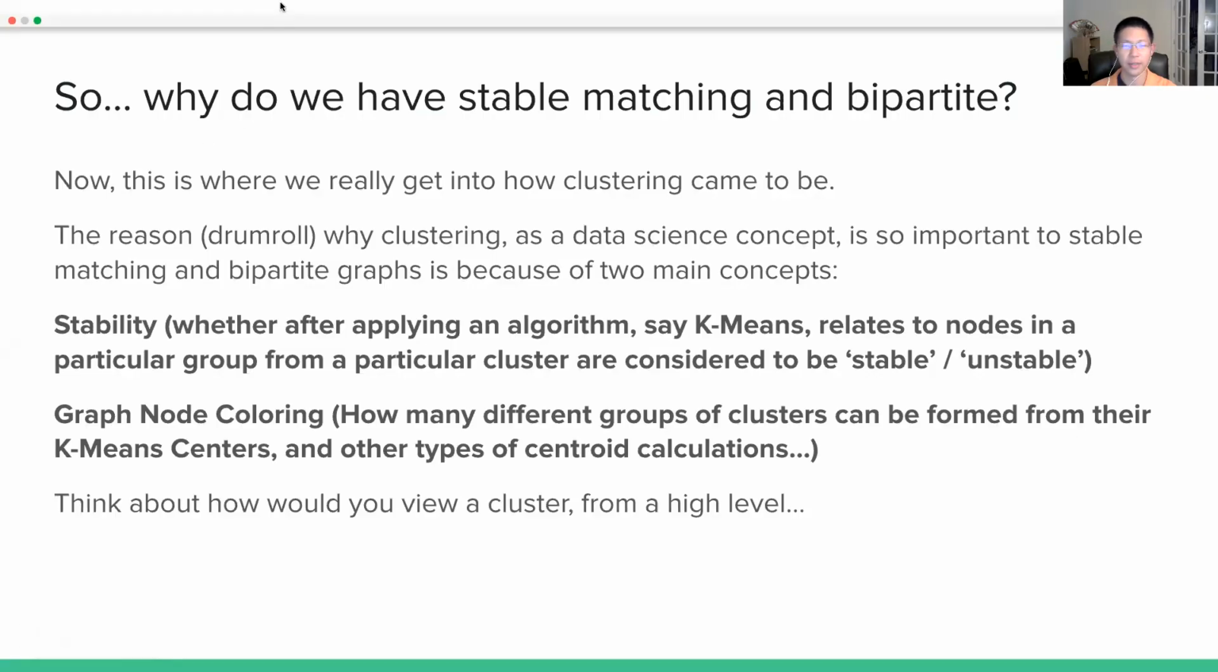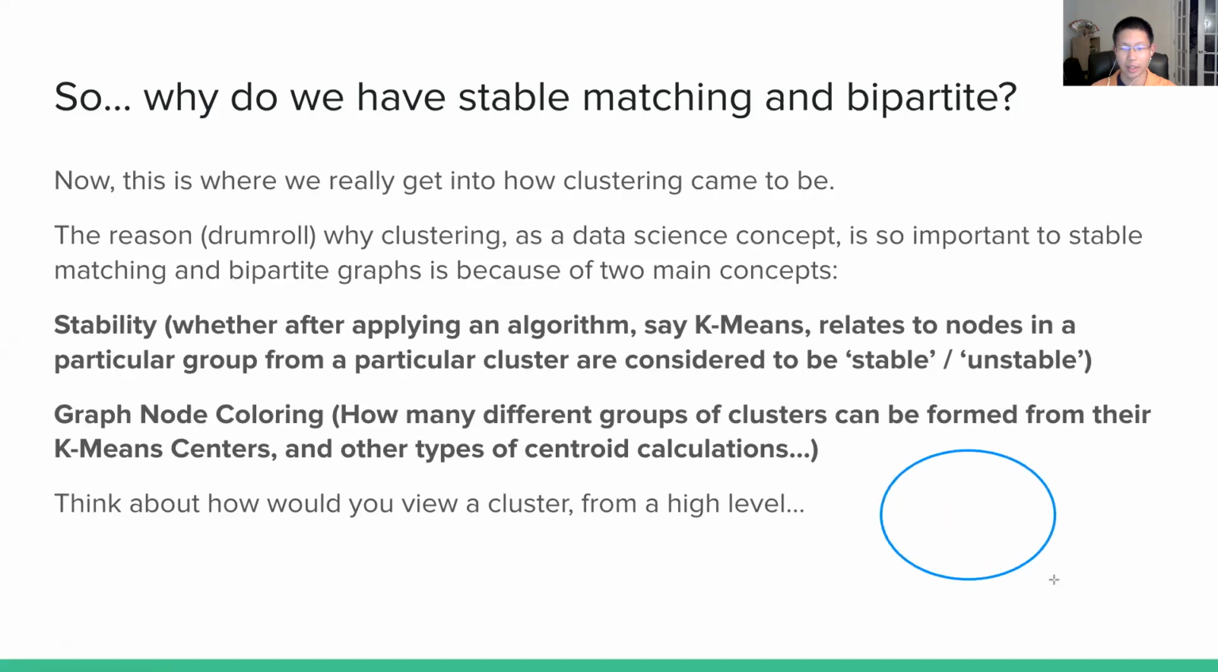So why do we have stable matching and bipartite graphs? We basically now talk about the naivety, or the birth, of clustering. Now I'm going to be very, very clear here. Clustering does not mean a cookie jar. It doesn't mean what I'm about to draw. This is kindergarten clustering, dots in a circle. That's not what I mean by clustering.